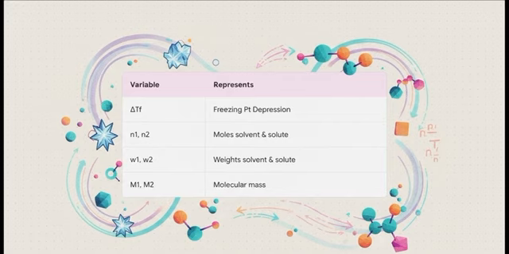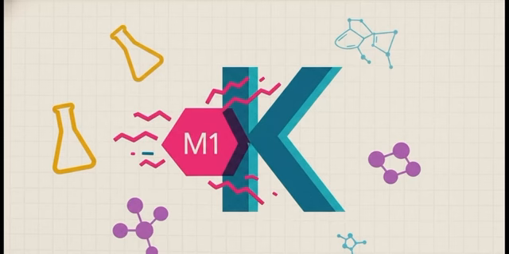And since we just proved that our temperature drop is proportional to our pressure drop, that means delta Tf is also proportional to that exact same mole ratio. Let's expand that mole ratio out a bit. Moles are just weight divided by molecular mass, right? So the ratio becomes W2 times M1 all divided by M2 times W1.